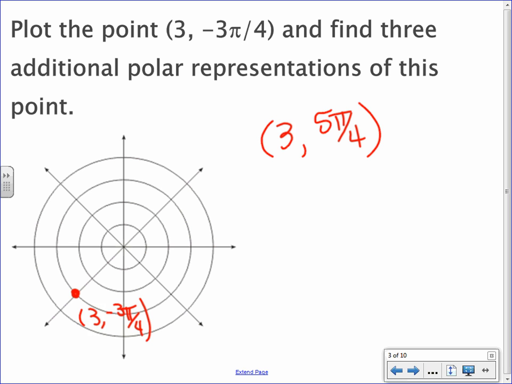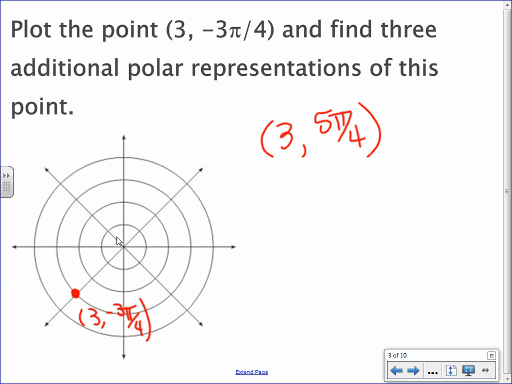6 has the same as 3. If you're going to change it, it ends in the same place, but it is not the same angle. For negative 3 pi over 4, we had to rotate this way. For 5 pi over 4, we have to rotate counterclockwise. If they ask you for another way to express it, yes.